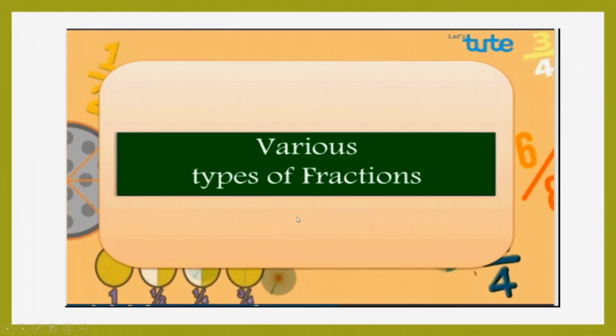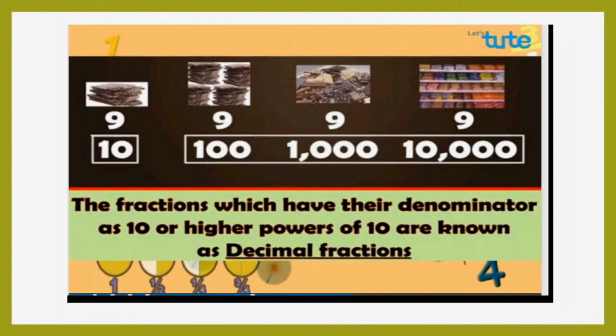Let us see various types of fractions. The fractions which have their denominator as 10 or higher powers of 10 are known as decimal fractions. Here, all these fractions have denominators as 10, 100, 1000, 10,000, and so on. So these kinds of fractions are known as decimal fractions.